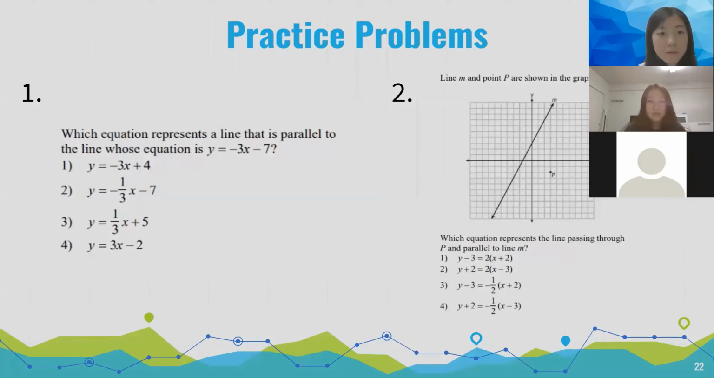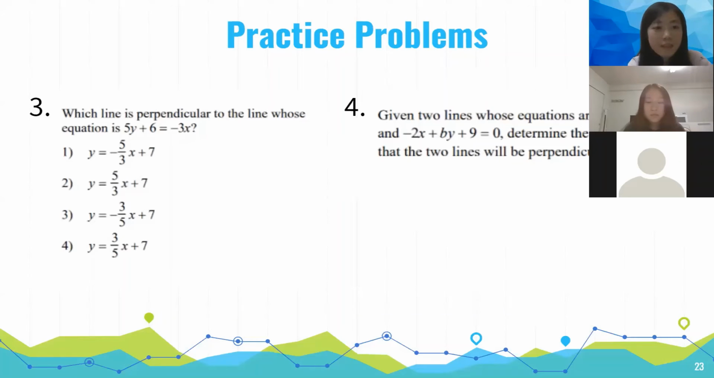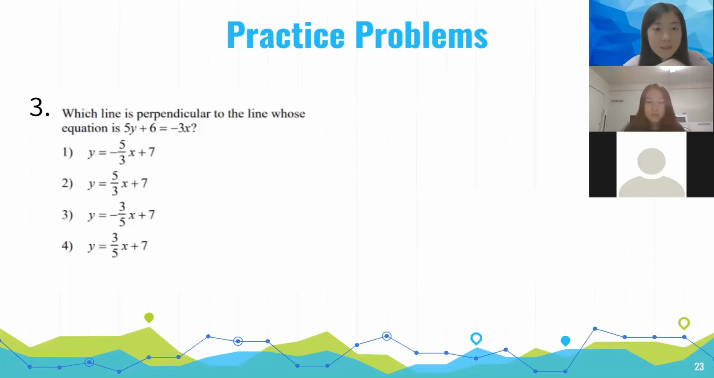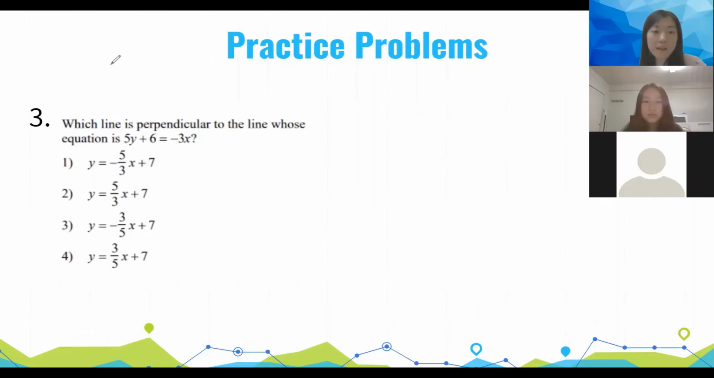Let's work on perpendicular lines. Which line is perpendicular to the line whose equation is 5y plus 6 equals negative 3x? This one is not in the form y equals mx plus b, so the first step is to convert it into that form.